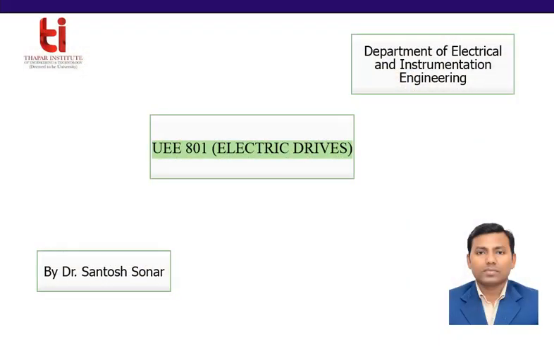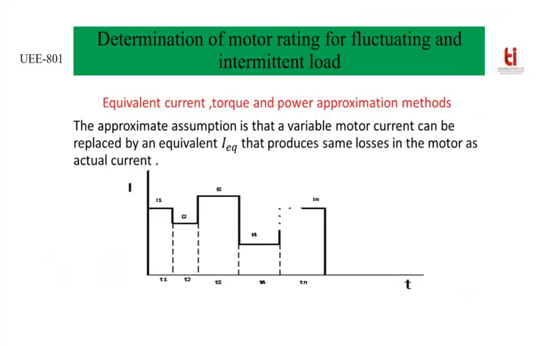Hello everybody. Last class we discussed how to find the motor rating in case of continuous duty operation. Today we will discuss a process to find the motor rating in case of fluctuating and intermittent load. In such cases the load is variable, so an equivalent or approximation method is used to find the motor rating.